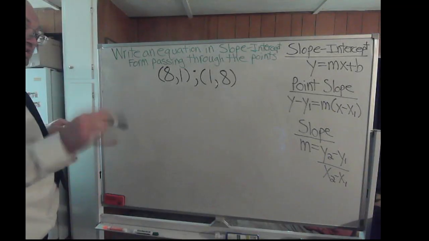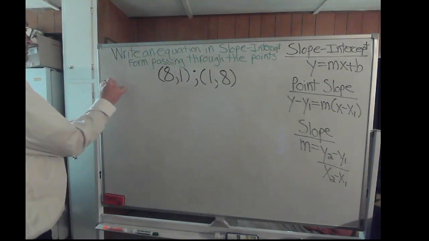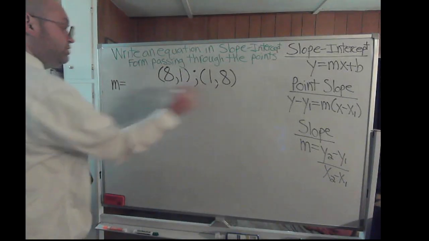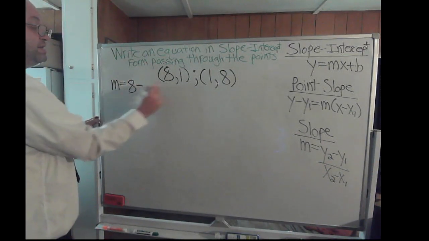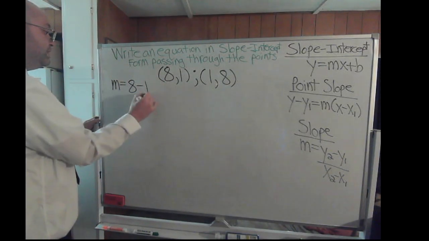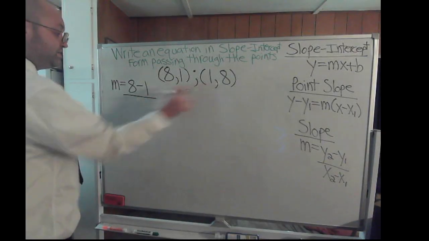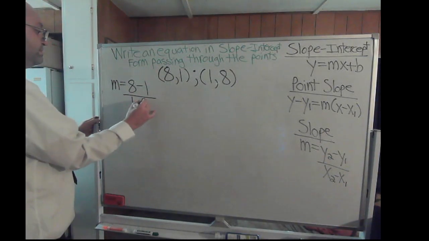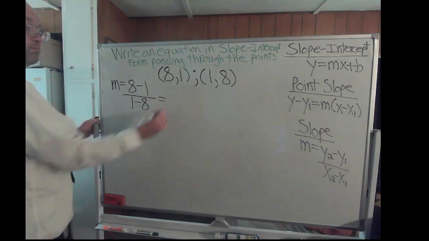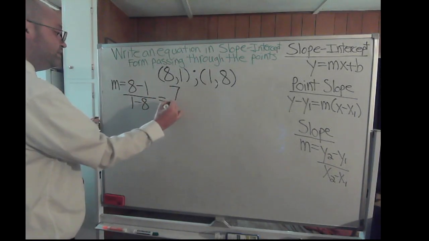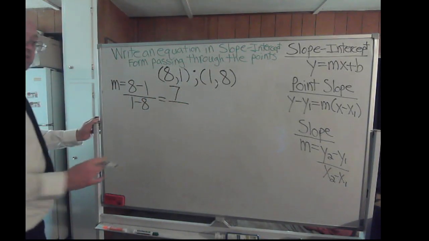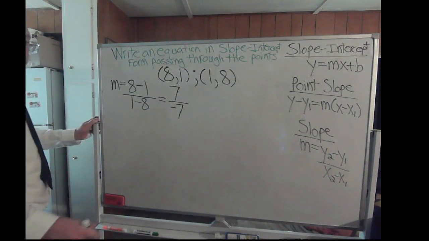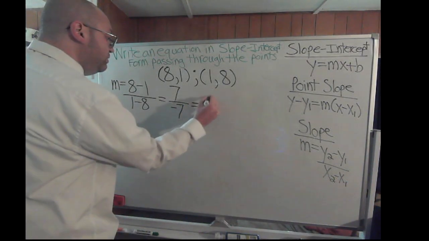Alright, so first off, again, find your slope. So your slope is going to be your y2, which is the 8, minus your y1, which is 1, all over your x2, which is 1, minus your x1, which is 8. So you have 8 minus 1 in the numerator, turns out it would be 7. 1 minus 8 in the denominator, that'd be -7. 7 divided by -7, that's going to be -1.